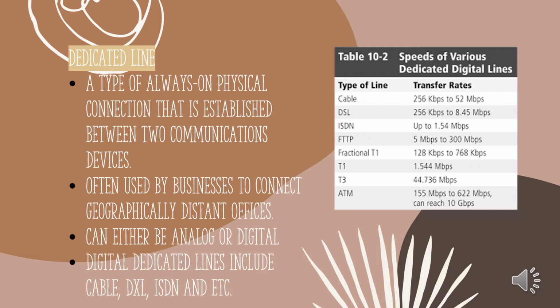So Table 10.2 shows the speeds of various dedicated digital lines. For example, the type of line is cable and the transfer rate is 250 kbps to 52 Mbps.